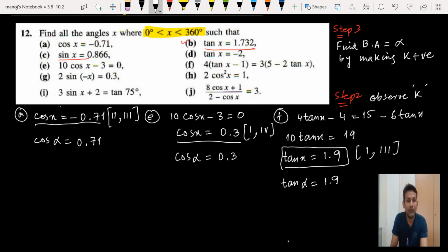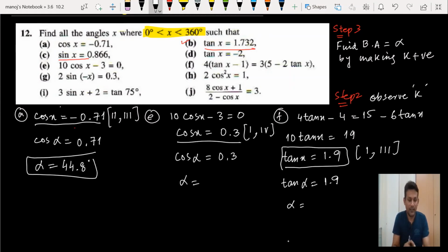Okay. Now, what is alpha? Just find alpha here. Very simple. By using calculator, you can find. I use calculator here. Okay. Cos inverse, shift cos inverse 0.71 is coming 44.76. 44.76 means 44.8 degrees, because angle should be always in one decimal place.